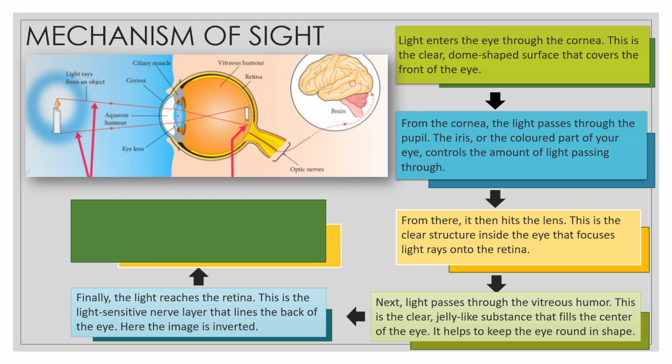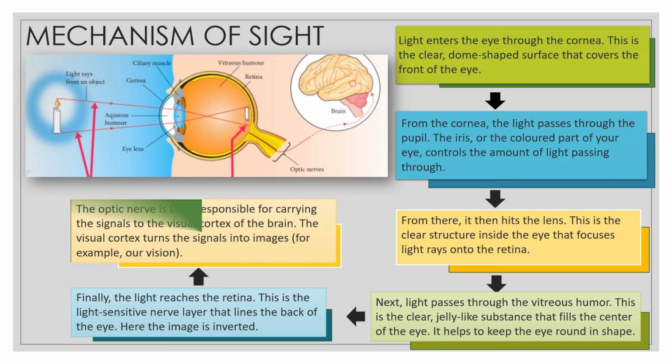So finally, the light reaches the retina, the one that is yellow. This is the light-sensitive nerve layer that lines the back of the eye. Here, the image is inverted. So, the optic nerve is then responsible for carrying the signals to the visual cortex of the brain. The visual cortex turns the signal into image, for example, our vision.